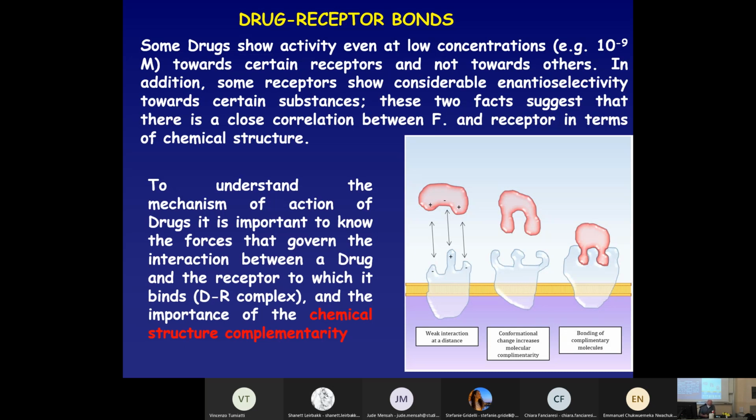First of all, I'd like to remember that there are some drugs active at very, very low concentration. You see, this low concentration, picomolar, some toxins, botulinum toxin, they are active at very low concentration. This means that these compounds are able to interact with the target, to activate these targets, in a very potent fashion.